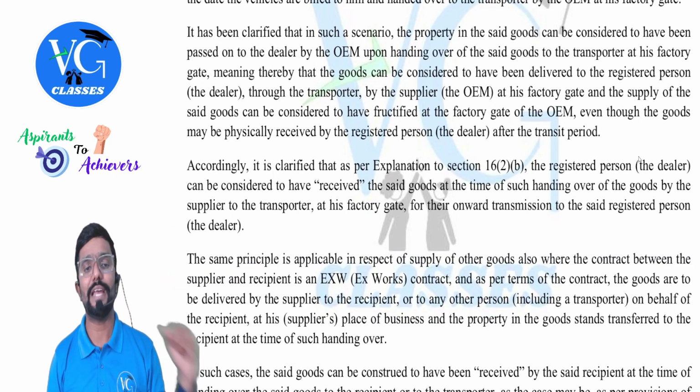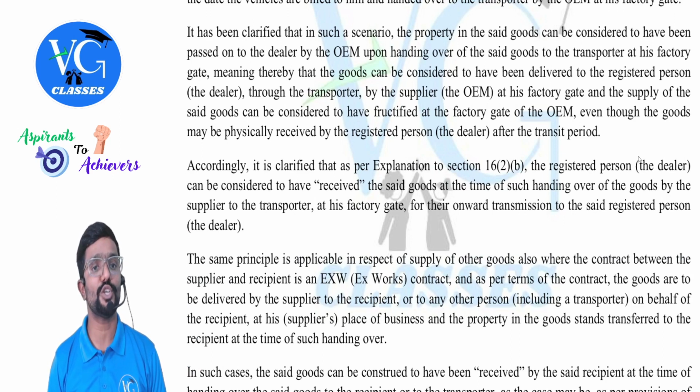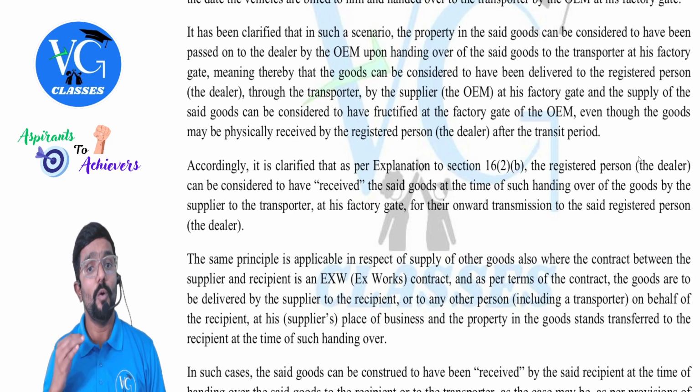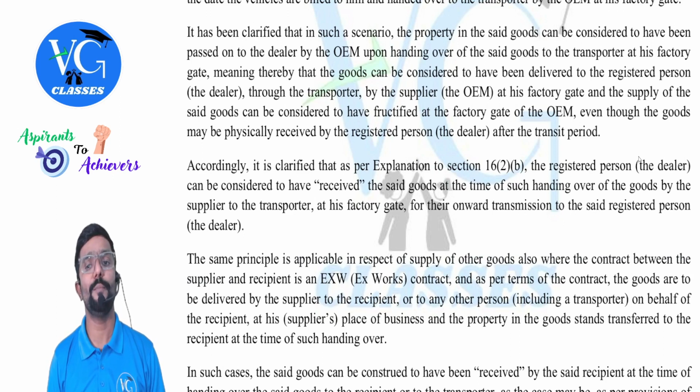It has been clarified through a circular that in such a scenario, the property in the said goods can be considered to have passed on to the dealer by the OEM upon handing over the said goods to the transporter at his factory gate, meaning thereby that the goods can be considered to have been delivered to the registered person, that is the dealer, who is the recipient, through the transporter by the supplier at his factory gate. The supply of the said goods can be considered to have been fructified, meaning completed, at the factory gate of whom? OEM, who is the supplier. Even though the goods may be physically received by the registered person, the dealer, after the transit period.